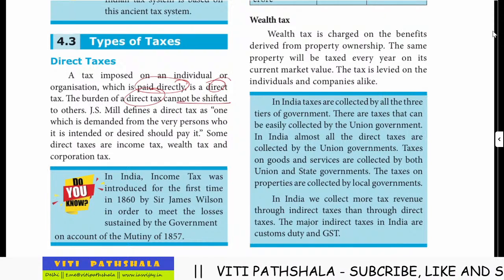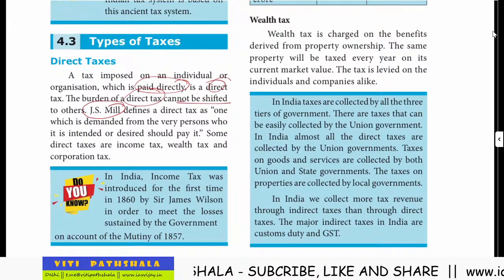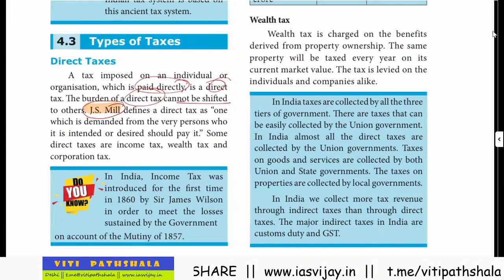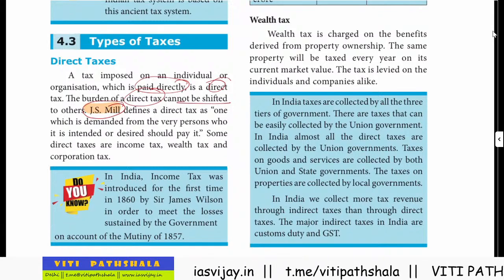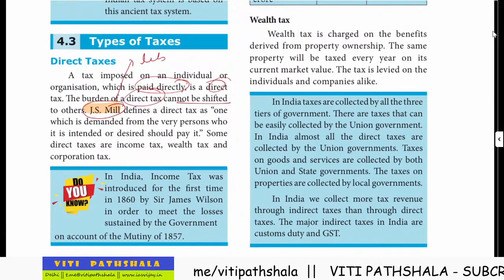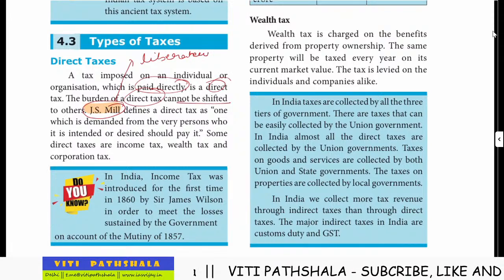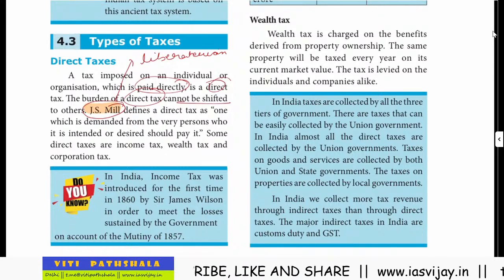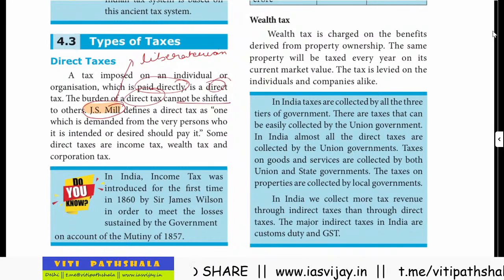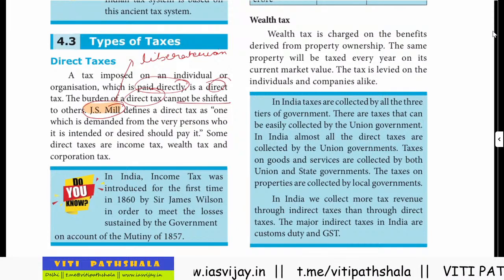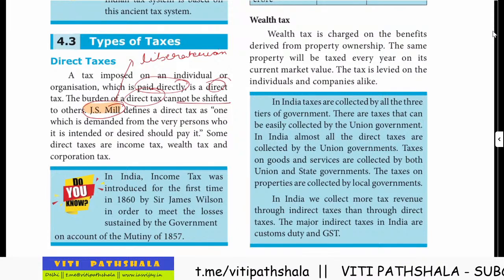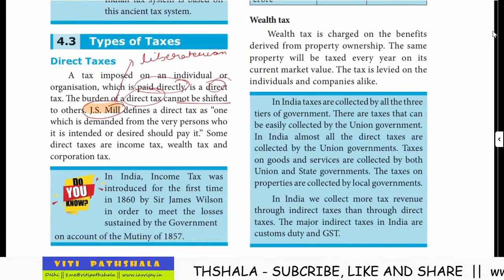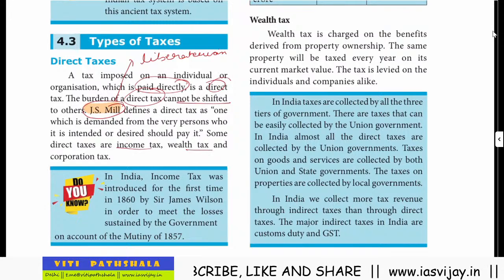Now J.S. Mill, जिसको हम पढ़ते हैं political science में, a political thinker. Now he also defines. J.S. Mill is a famous political thinker and he is a libertarian. Now he defines a direct tax as one which is demanded from the very persons who it is intended or desired should pay it. So it is a simple definition.